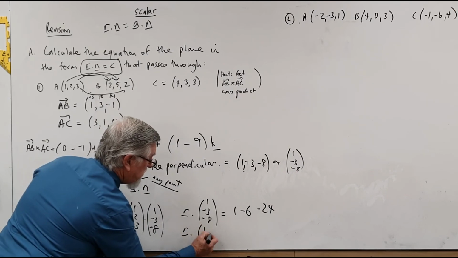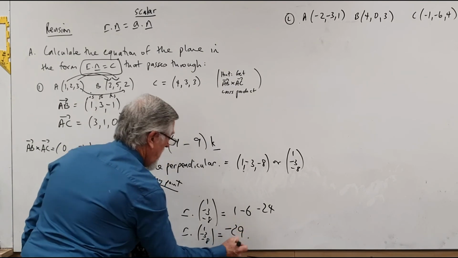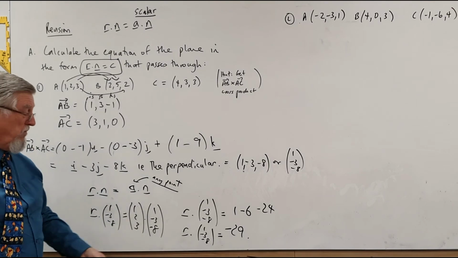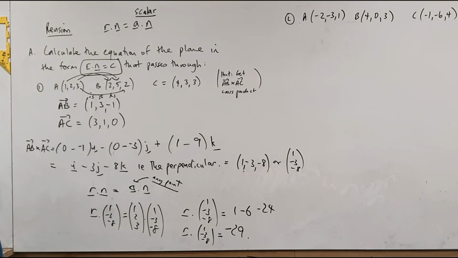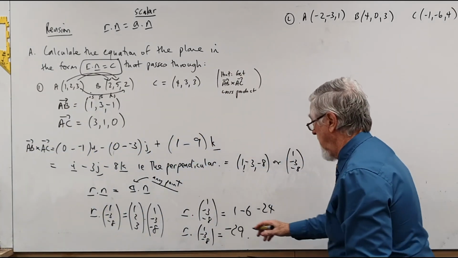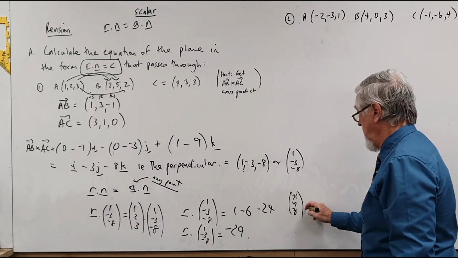1 minus 3 minus 8, and that is minus 29. Now, if you wanted to, and they said, also write it in Cartesian form, you know what to do then. You replace the R by X, Y, Z.